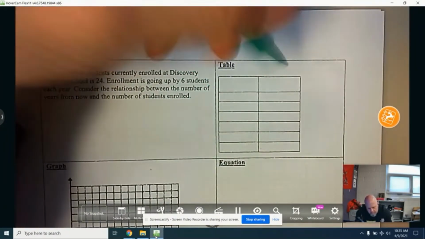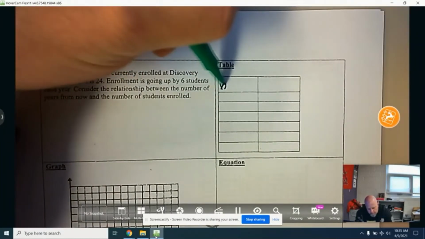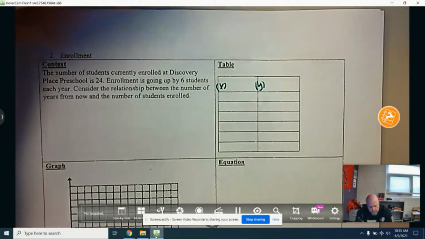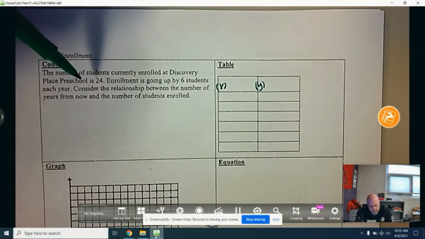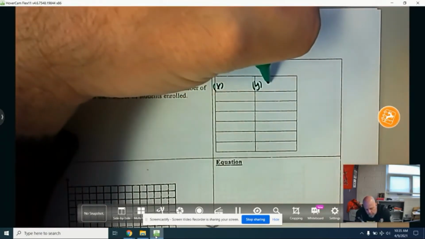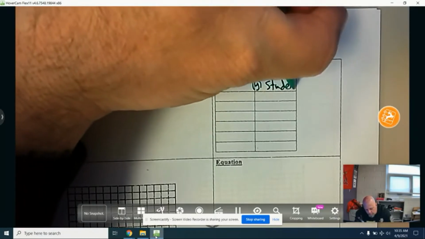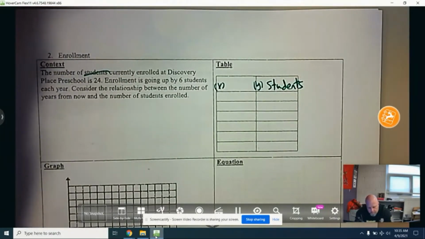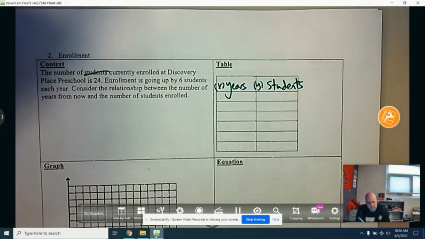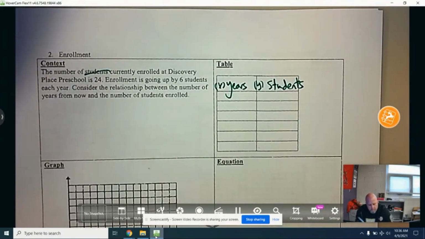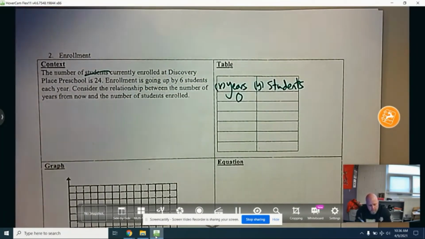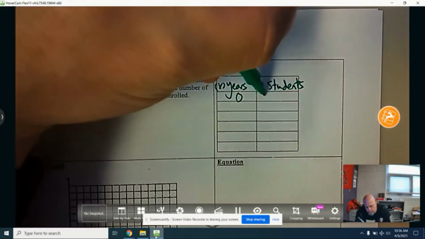Okay, so here we could have a table. We need to come up with our x's and our y's. And anytime you ever see something with a total, okay, that's going to be your y. And in here, the total is going to be students. So we're trying to figure out total enrollment. So over here, we can just say students for now, or total students. Okay, x is going to be years. Okay, so right now, currently, it is 0 years, okay, because that's our starting point. So 0 years from now, our enrollment is at 24.